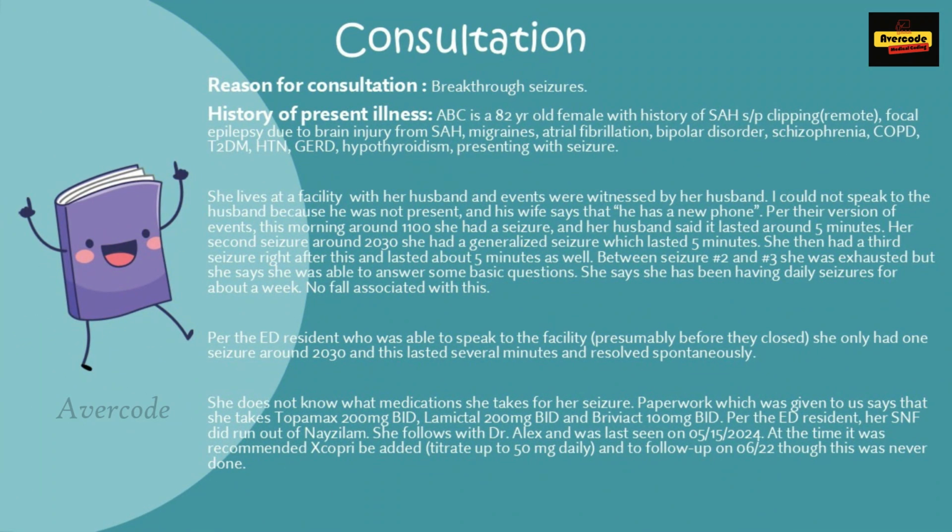Next, move on to the consultation report. In the first line of documentation, it is documented as focal epilepsy due to brain injury from SAH, that is subarachnoid hemorrhage. This indicates that the epilepsy results from a late effect of an SAH, caused by a brain injury. Remember this point, and we will discuss it later while coding the chart. Pause the video and read the report carefully.